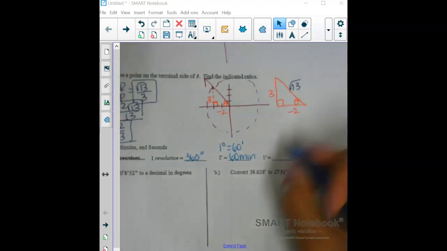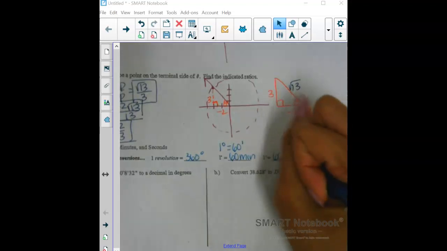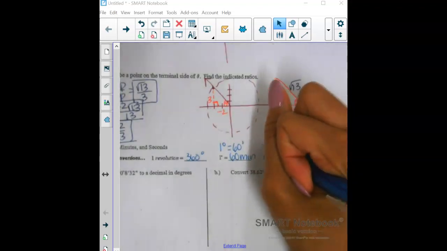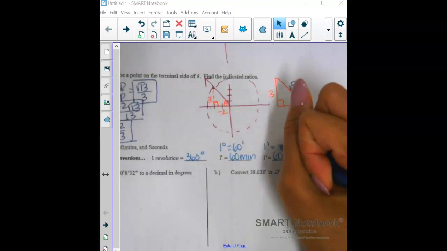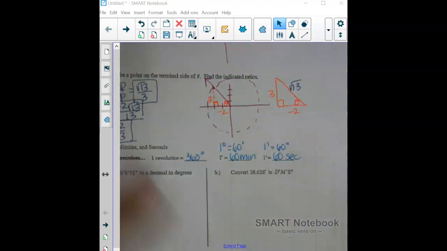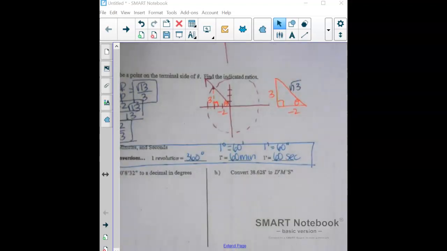And then the last one, what does this hash mark mean? Minute. 1 minute is equal to 60. What was the other unit we need? Seconds. And for seconds, we're going to put the little double hash mark. So 1 apostrophe is going to equal 60. It's almost like a quote symbol, like the quotation. These conversions are going to be useful to us for the rest of the class period.